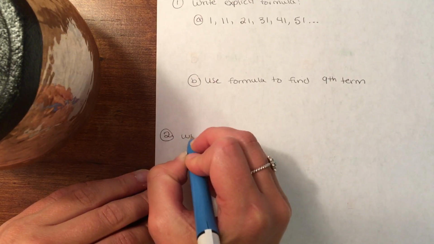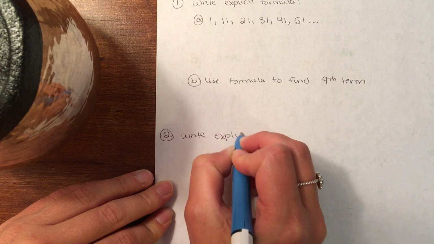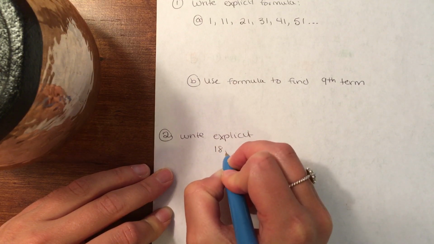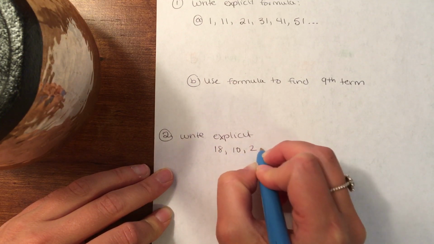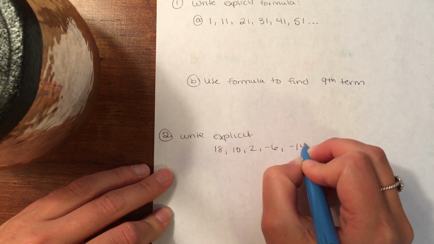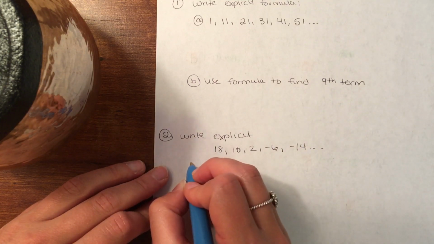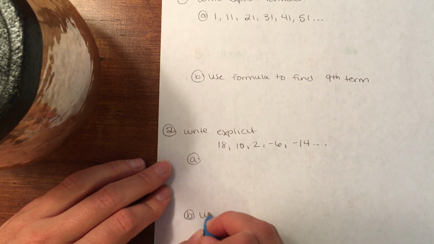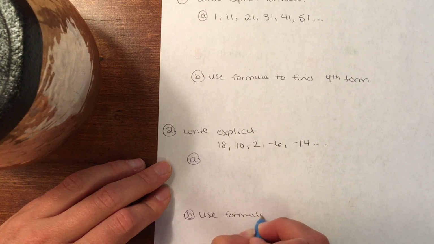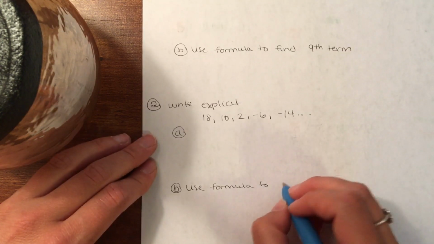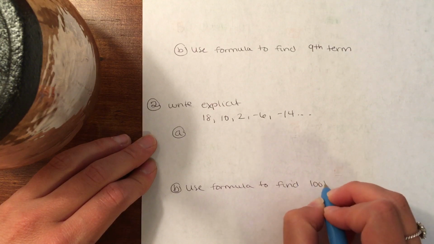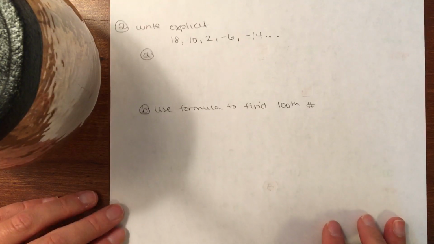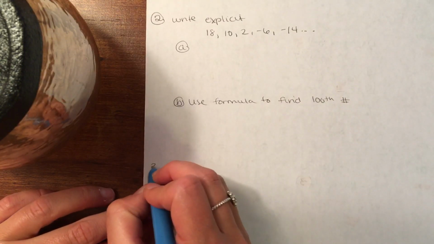Question 2, you're going to write explicit again for this sequence. 18, 10, 2, -6, -14. And you can write the formula here if you want. And then B, use the formula to find, I'm going to give you the 100th number. That way I know you did it right and didn't just, times by 9 up there. Okay. And then question 3 is going to be a simple one.